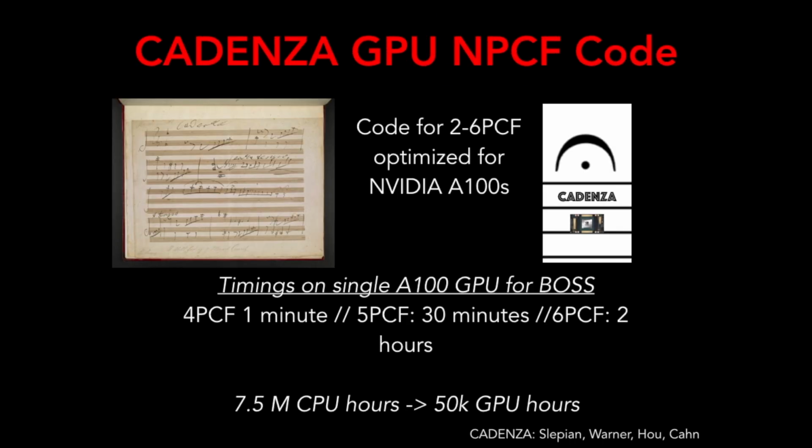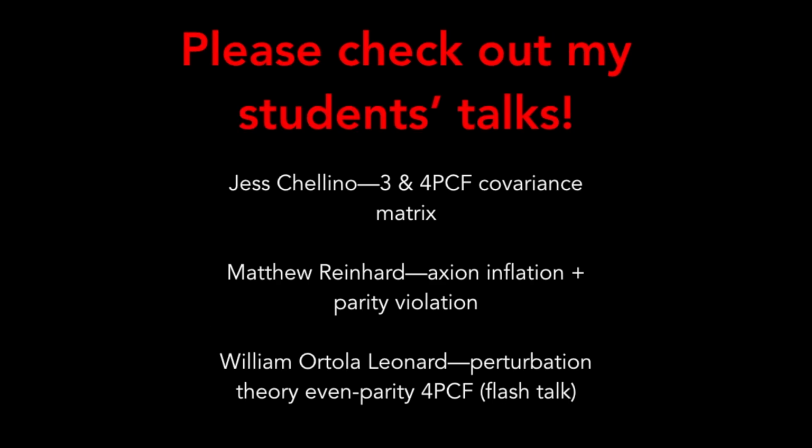We use a GPU-accelerated N-point function code called CADENZA, which is so efficient that it can do 2 through 6-point correlation functions. On a single A100 GPU, it can do all of BOSS's 4-point function in 1 minute. And in total, our parity violation search required 7.5 million CPU hours, but that becomes 50,000 GPU hours with our code. So I hope you'll take the opportunity to check out my students' talks.